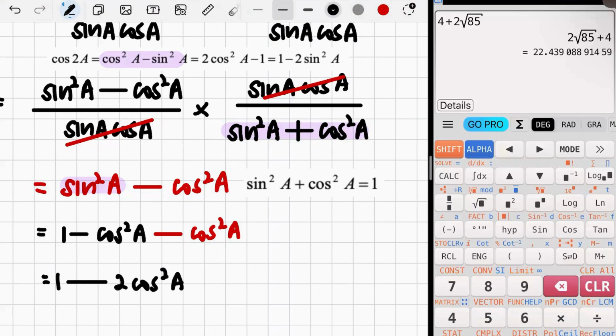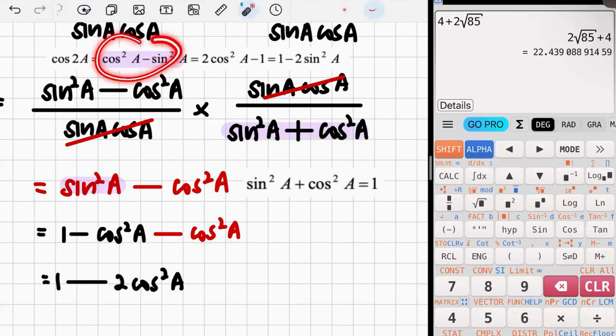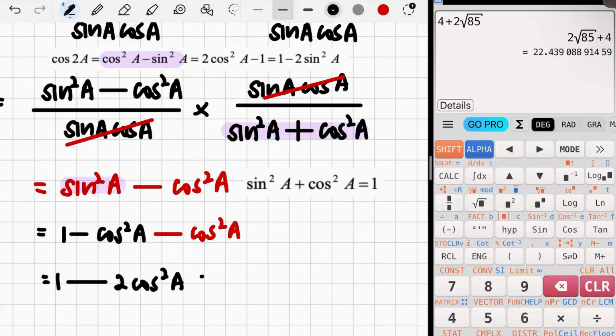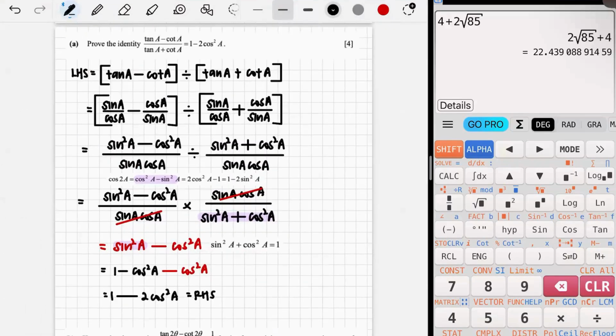If you do it this way also can, because you are doing sine square minus cosine square, so it becomes 1 minus this. Either way is fine. I prefer this. I think as a student, I would prefer this as well. Okay, so this one is the proving one.